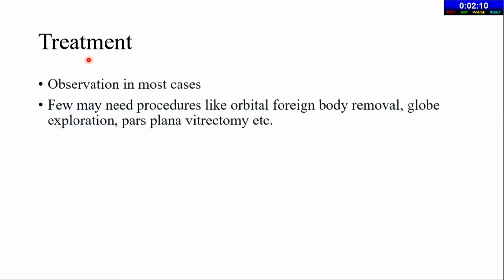Coming to the treatment of chorioretinitis sclopetaria, the treatment of choice is observation in most cases. Few cases may need procedures like orbital foreign body removal, globe exploration, and pars plana vitrectomy. Pars plana vitrectomy is indicated when there is retinal detachment or when there is non-resolving vitreous hemorrhage.